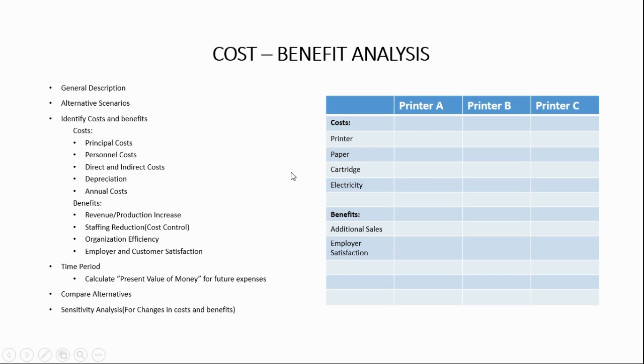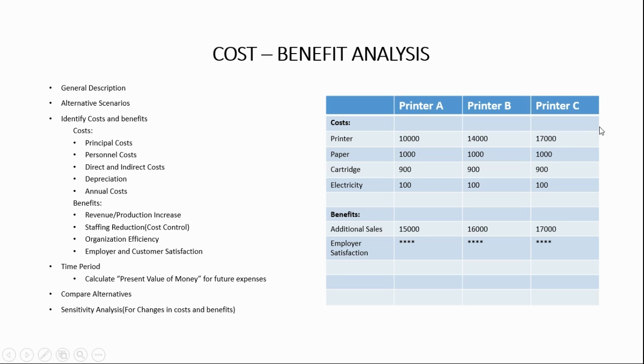So let us see, for printer A, the principal cost is 10,000, paper comes under 1,000, cartridge is 900, and electricity is 100. And the benefits, the printing sales is going to increase 15,000, and this employer satisfaction, I have used the 5-star rating method here. I have rated it 4 out of 5. So let us analyze the second scenario. For printer B, the principal cost is going to be 14,000, remaining costs are going to be same. In the benefit area, the total sales is going to increase 16,000, and there is no change in employer satisfaction.